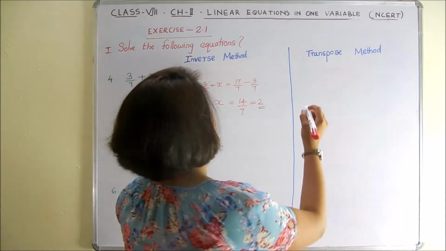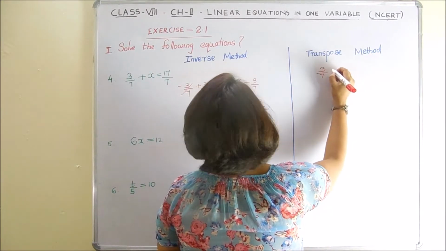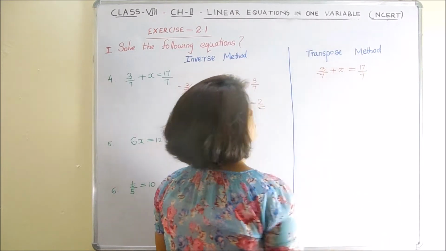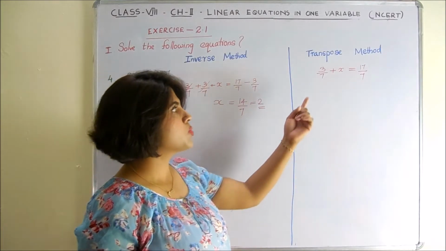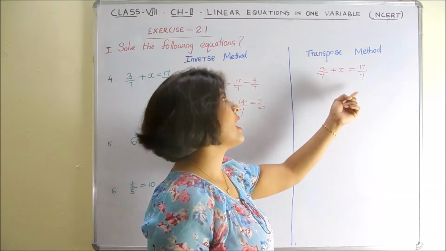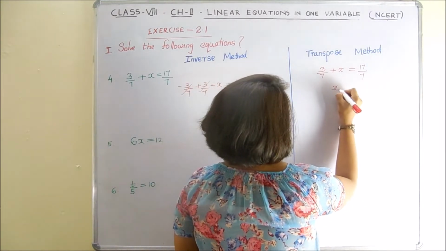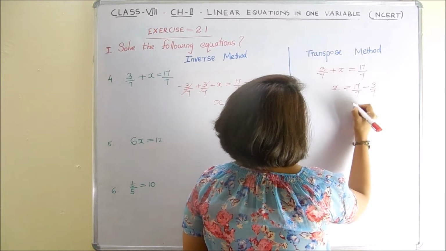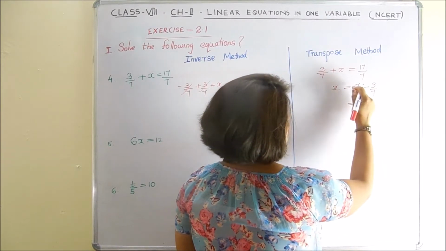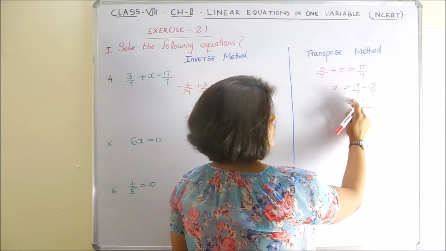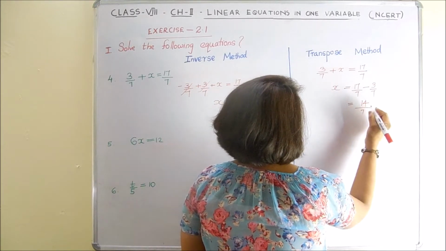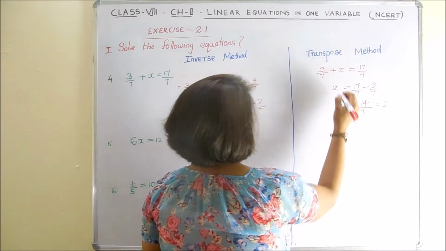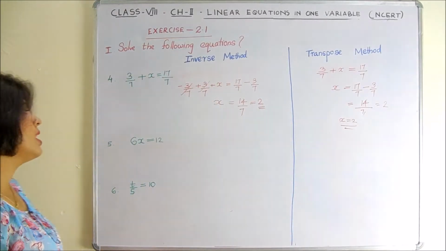And using the transpose method, same equation. Using the transpose method, how can we do? We can transpose this 3 by 7 as minus 3 by 7. Right? It will come 17 by 7 minus 3 by 7. So directly we can subtract because the denominators are equal. So 17 minus 3 is 14 by 7, which is equal to 2. So x equal to 2 is the solution of this equation using the transpose method.